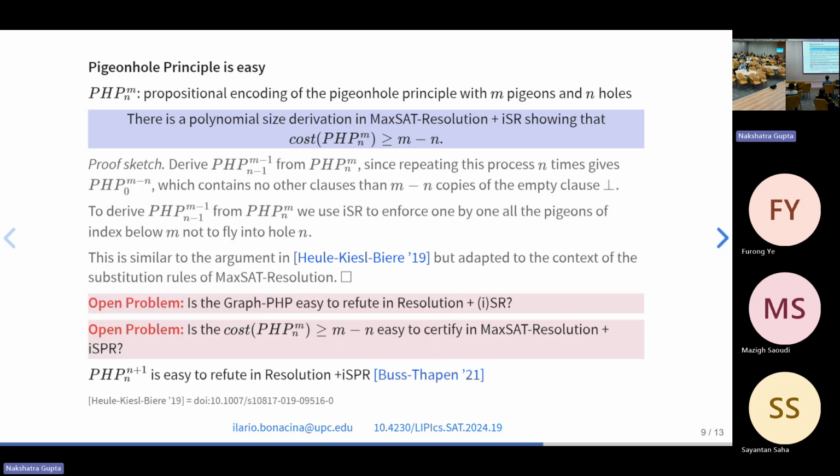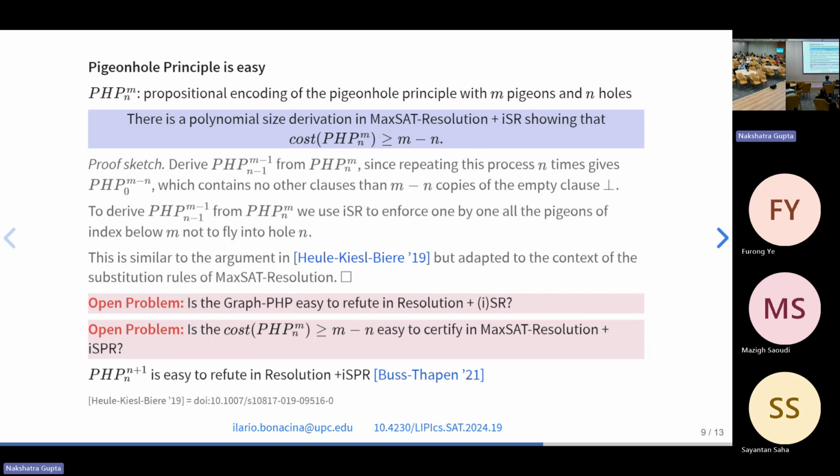In particular, a couple of open questions. Let's start with the second one. In the literature, there is a polynomial upper bound on the proofs of the pigeonhole principle with n plus 1 pigeons and n holes. This is easy to refute in resolution plus ISPR. We were not able to do it for this type of pigeonhole principle in the context of MaxSAT resolution, because in that argument some axioms are used several times. So one open question is whether the weaker system, MaxSAT resolution plus ISPR, is able to certify the cost. But the most interesting question, even in resolution, is whether the graph pigeonhole principle is easy to refute.